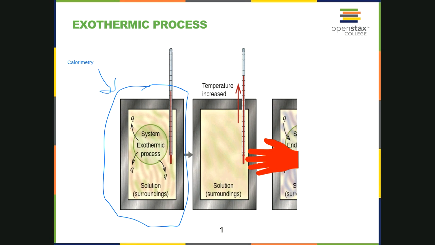And then within the calorimeter, we have the part that's called the surroundings. That's down here at the bottom, and that is generally a solution like water. And then the other piece that we're really focused on is the system. And that can be either a chemical reaction, or it can be some sort of physical process like melting or freezing or things like that.